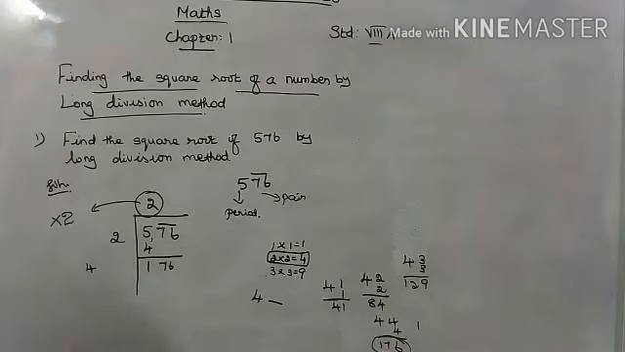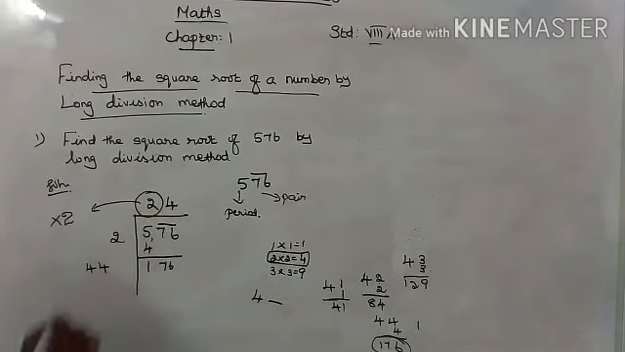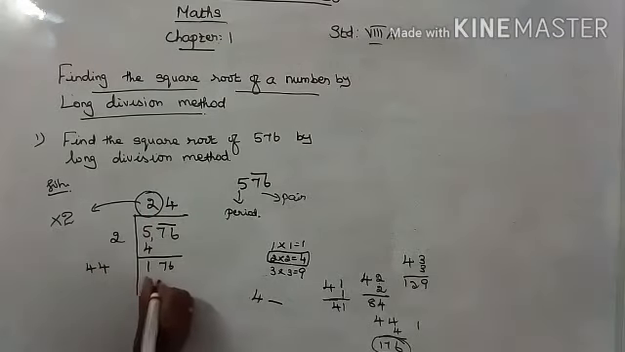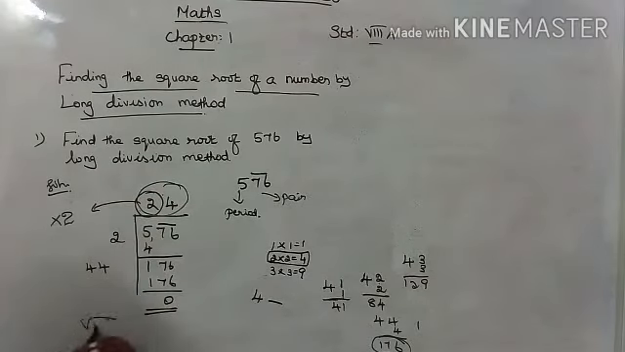Okay, so 44 4s are 176. Here also, in the divisor and the quotient, we should write 4. So 44 4s are 176. The remainder is 0. If we get the remainder 0, this is the square root value. So the square root of 576 is 24. Okay, this is the answer.